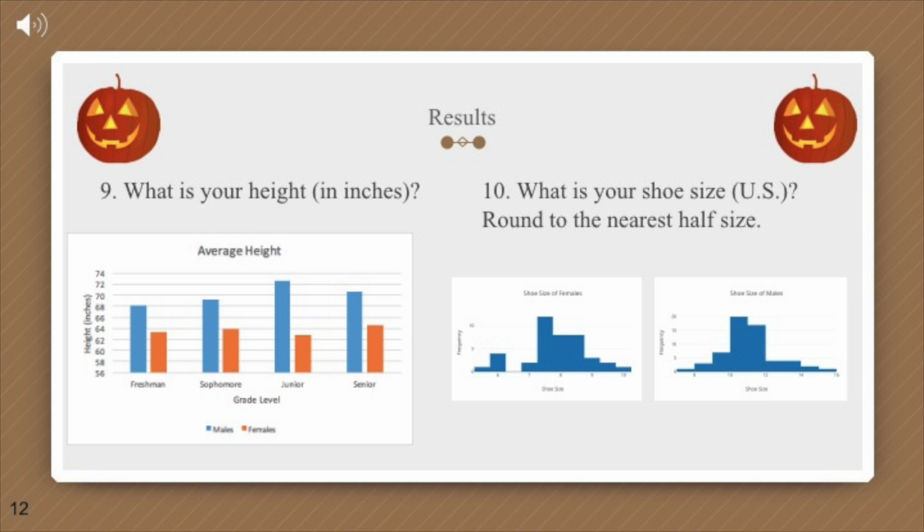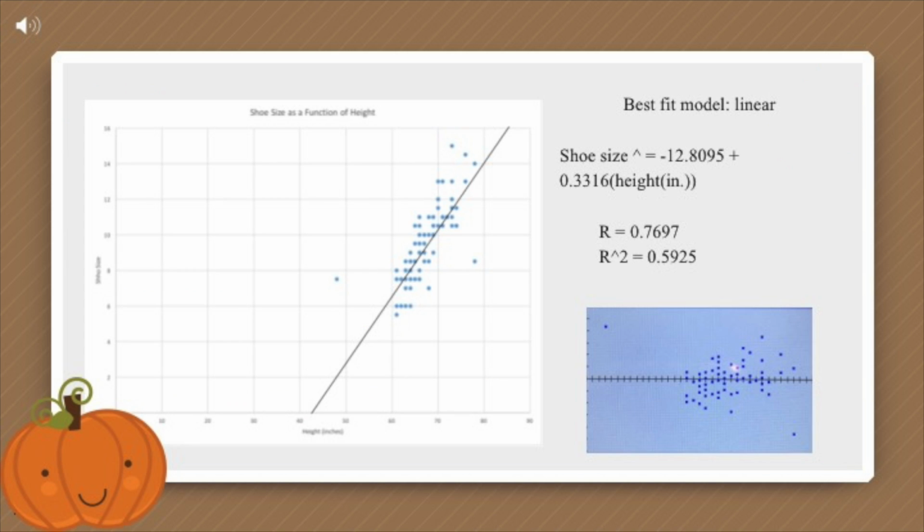It's important to note that even though these sizes already look bigger than the females, they are even more so because the same number size is actually bigger in male US shoes than in female shoes. For a best fit model between height and shoe size, R equals 0.7697. The data displays a positive, strong linear relationship between height in inches and shoe size.